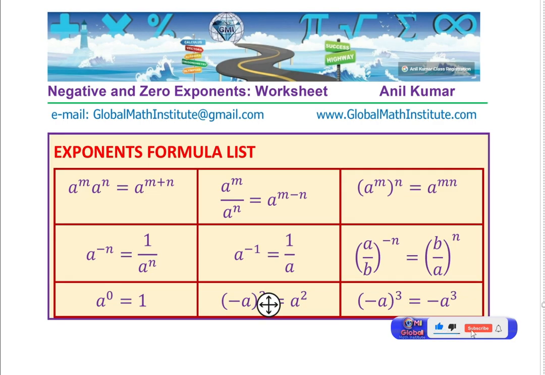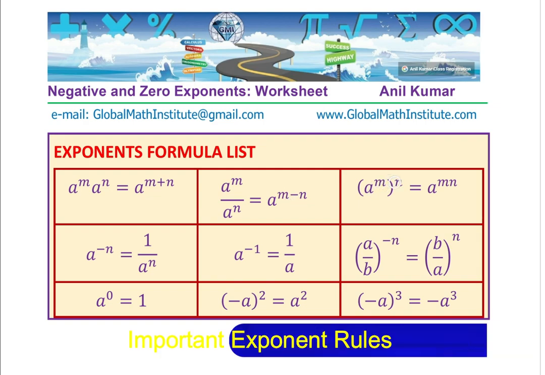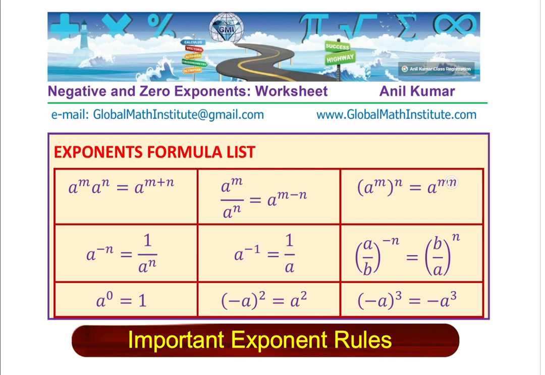Here are some basic rules which you should know. Exponent rules, right? If you have the same base and the powers are m and n and they are multiplied, then the exponents get added up. When you divide, the exponents get subtracted, and when we have a power of a power, the exponents get multiplied.